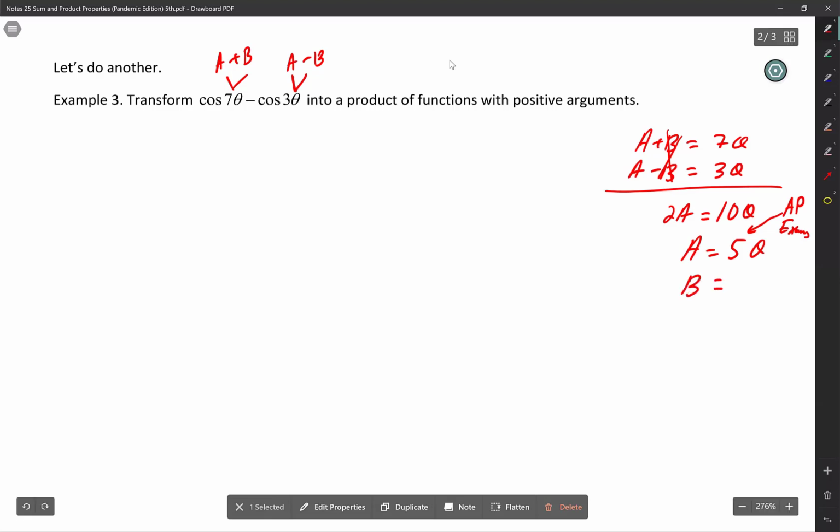So now B. If A is 5 theta, B has to be 2 theta because 5 theta plus 2 theta is 7 theta, and 5 minus 2 is 3. So here it is. I'm just doing the logic that we already know. Ms. Cruz is really good at this. 5 theta plus 2 theta. There it is. Ms. Cruz, you want to help us out and expand this one?